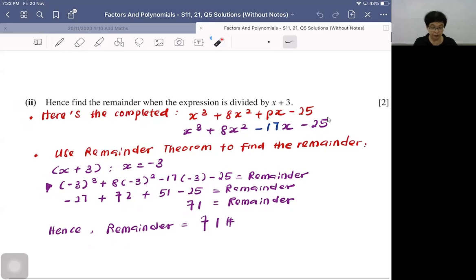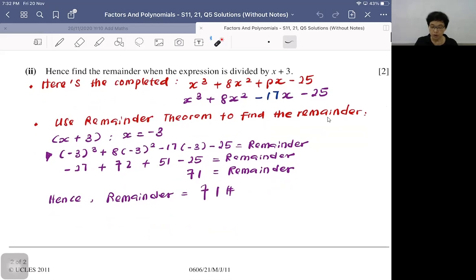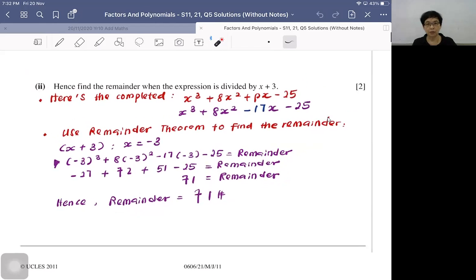So now you've got -3 cubed plus 8 times -3 squared, minus 17 multiplied by -3, copy down minus 25, and it's supposed to equal the remainder. And isn't that what the question asked you to look for? Exactly. So you just simplify all of this, gathering all the like terms, and that tells you 71 is the remainder. Therefore, we conclude that the remainder equals 71.